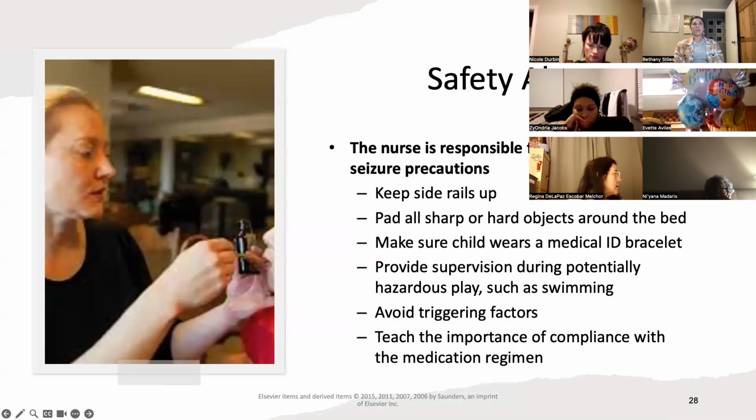We talked about this in one of our discussion questions with seizure precautions. We want to make sure that we keep our side rails up and that they're padded. The child should have a medical ID bracelet on. We need to provide supervision when they're doing potentially hazardous activities like swimming, avoiding our triggers, and then making sure that parents are compliant with the medication regimen.